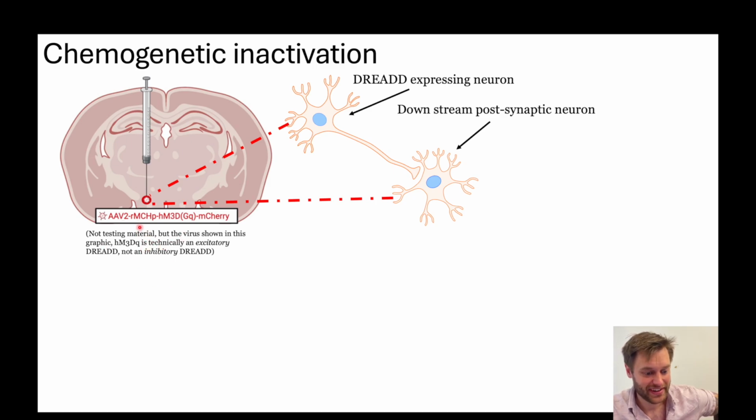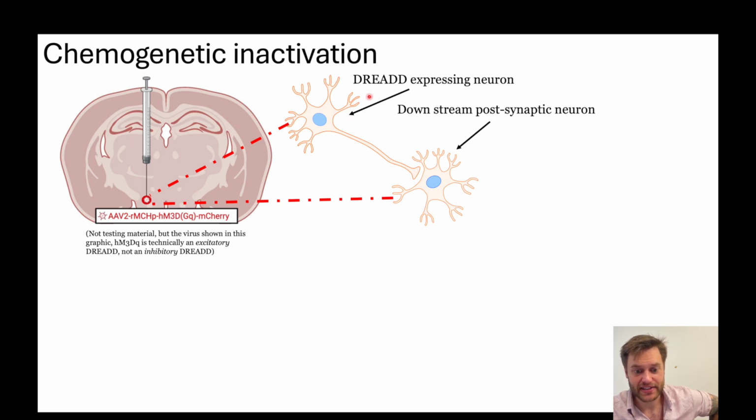So I already kind of wrote this here. Not testing material, but the virus shown in the graphic is technically an excitatory DREADD, not an inhibitory DREADD. Yeah, so don't worry about that. That's just in case people are familiar with it and they rightly point out that that's an excitatory DREADD. But in any case, we inject the DREADD into the lateral hypothalamus in this case.